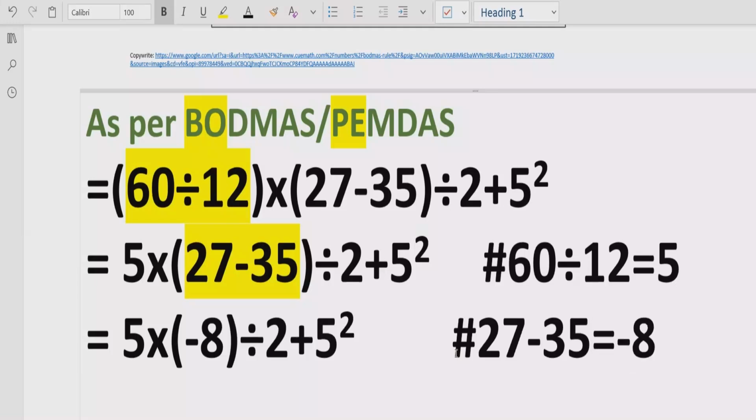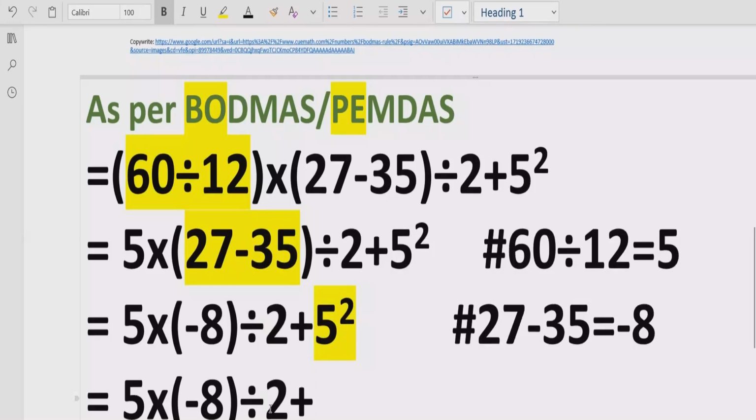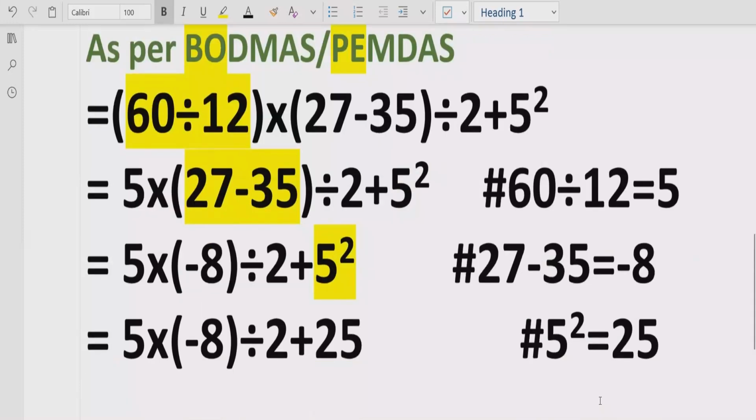Okay, now step number 1 we have solved. Now we will go for the exponent part, which is 5 raised to power 2. We will solve this part. So we have 5 multiplied by minus 8 divided by 2, again we write as it is, and plus 5 raised to power 2, which means 5 multiplied by 5, which is equal to 25. So here we put the reference: 5 raised to power 2 equals 25. Now we have solved step number 2 as well.